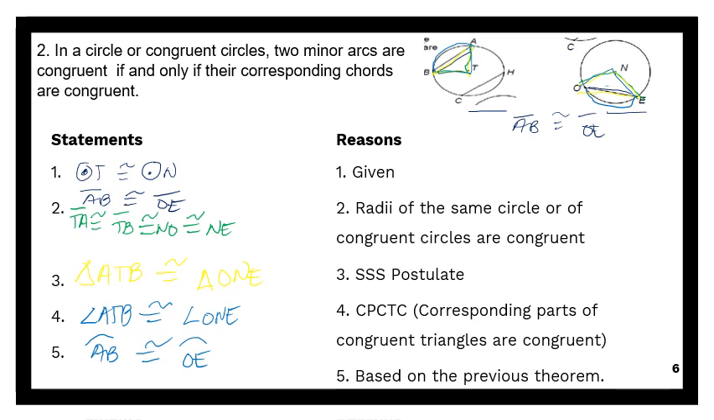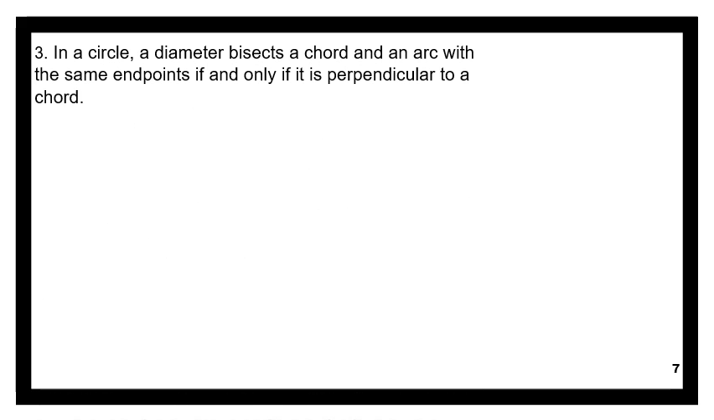In a circle or in congruent circles, two minor arcs are congruent if and only if their corresponding central angles are congruent. That's theorem number 2. Theorem number 3. In a circle, a diameter bisects a chord and an arc with the same endpoints if and only if it is perpendicular to a chord. Meaning to say, if there is a diameter and a chord, and it bisects the chord, dividing it in the middle, a perpendicular is formed. When we say perpendicular, the measure is 90 degrees.